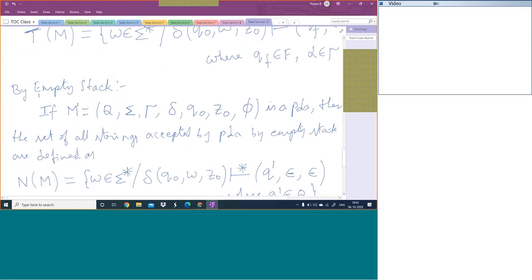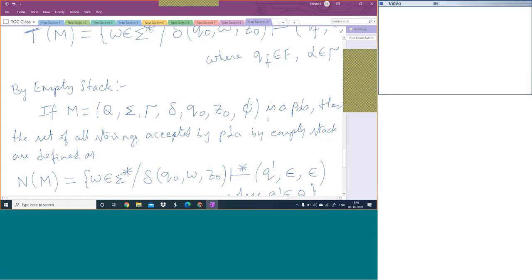See, if M equal to (Q, sigma, tau, delta, q naught, z naught, F), I wrote F empty, meaning when you are accepting the string by empty stack, you need not define the final state. Of course, it is not mandatory. You can take the final state here, but it is useless. When we are accepting the strings by empty stack, then why should we define the final state? That is the reason I wrote phi.